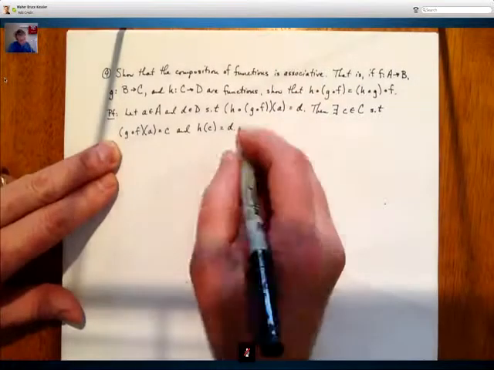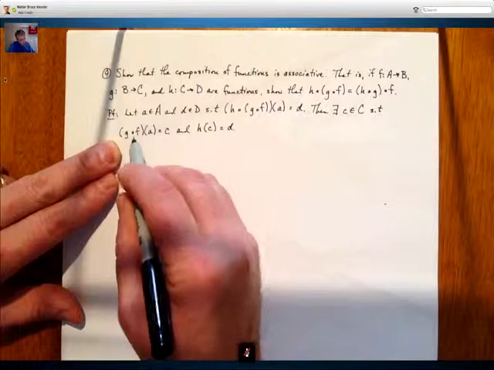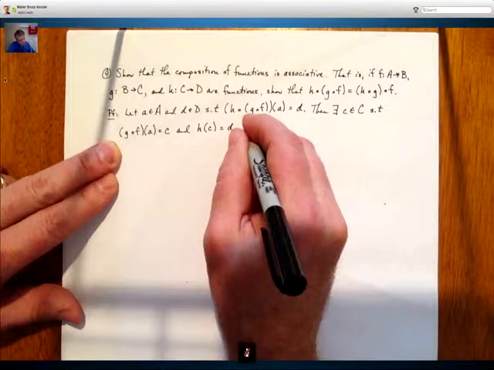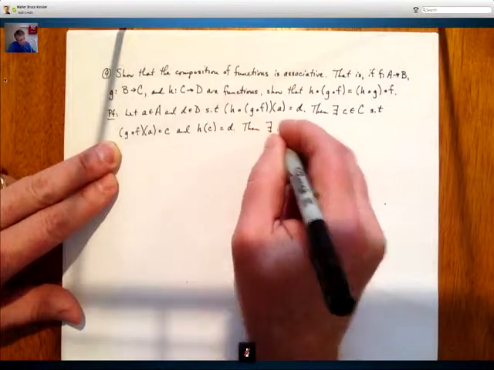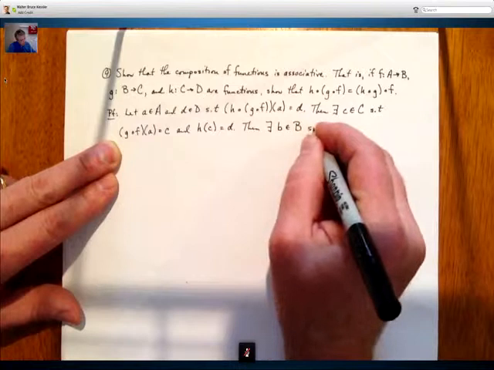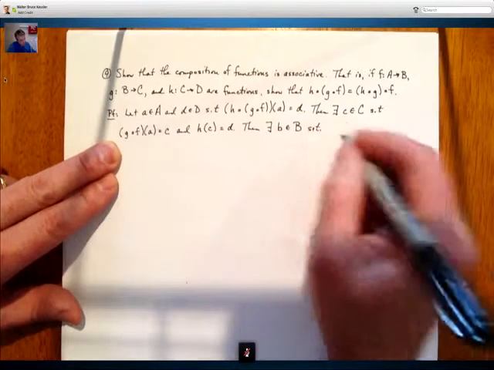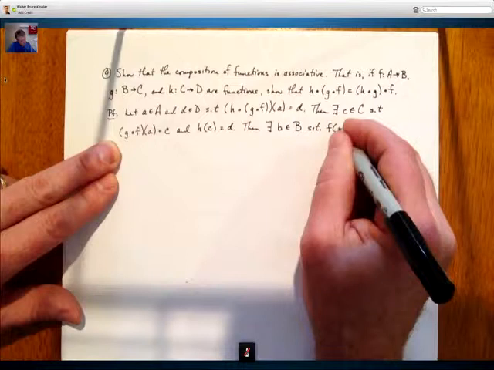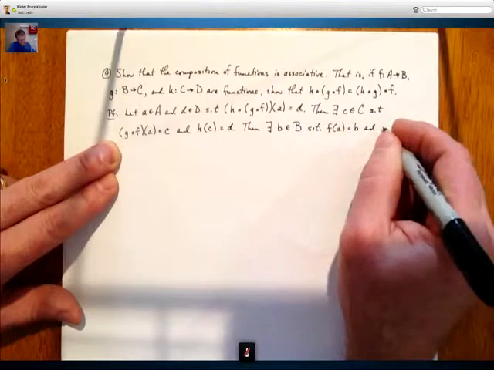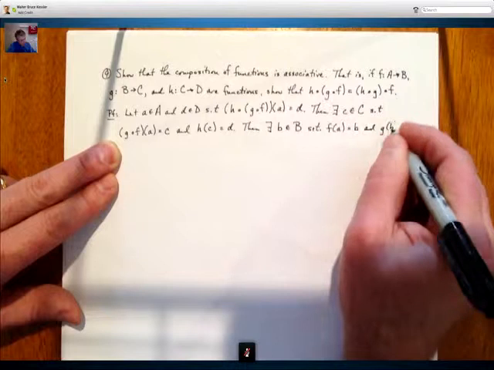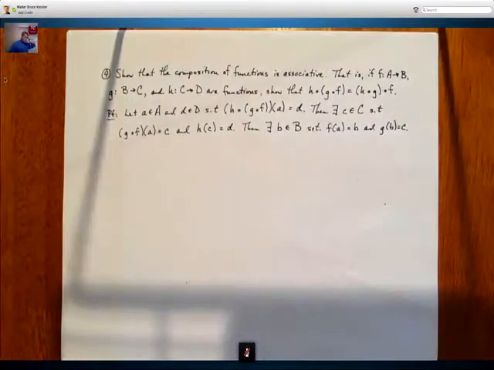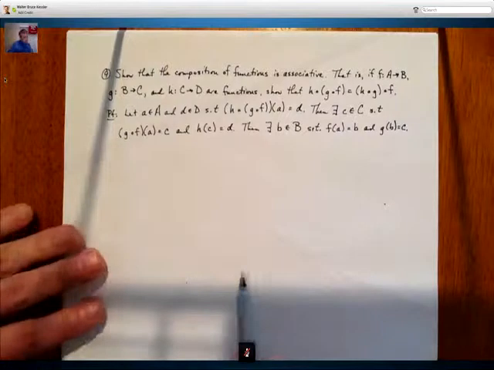Okay? But now let's focus on this. f goes from A to B, g goes from B to C. So then there exists some little b in the set B such that f of a hits this b, and then g of that b is c. Okay, so we've got it broken down pretty well.